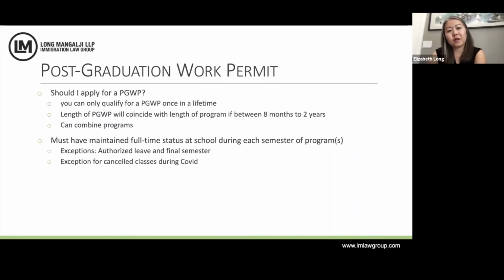So let's talk about how you can qualify for a postgrad work permit, okay? One of the main things you need to do is maintain your full-time status. There are 2 exceptions. One is COVID. If your classes were canceled because of COVID, that semester they'll excuse it. The other one is if you have authorized leave, or if it's the last semester and you only have one class to do.